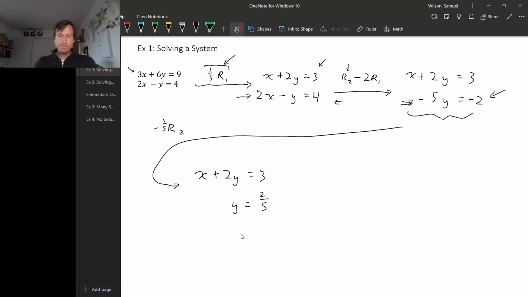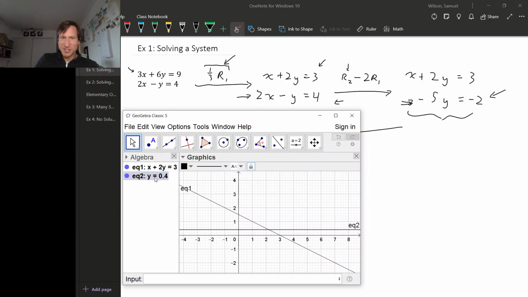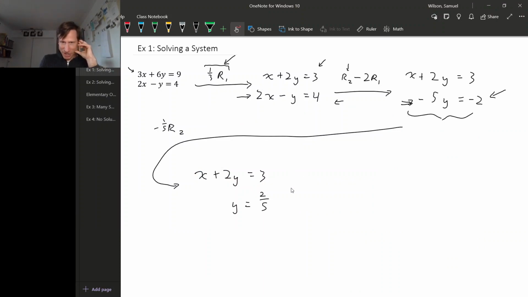Okay. And on the graph, you can see GeoGebra already multiplied the second equation by minus 1/5. And 0.4 is 2/5. So our graph is agreeing with our calculation so far. Okay, what would our next step be?